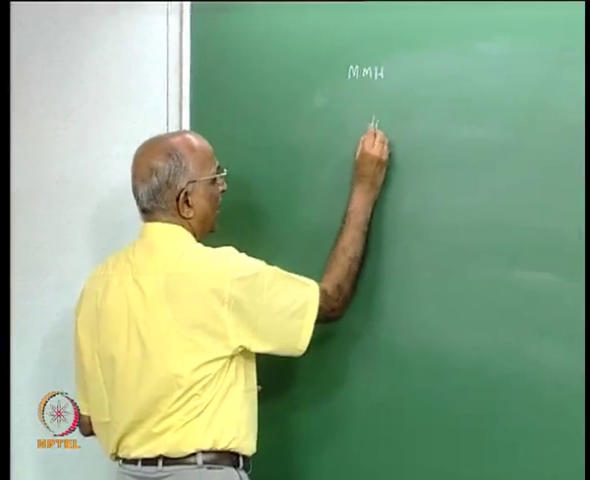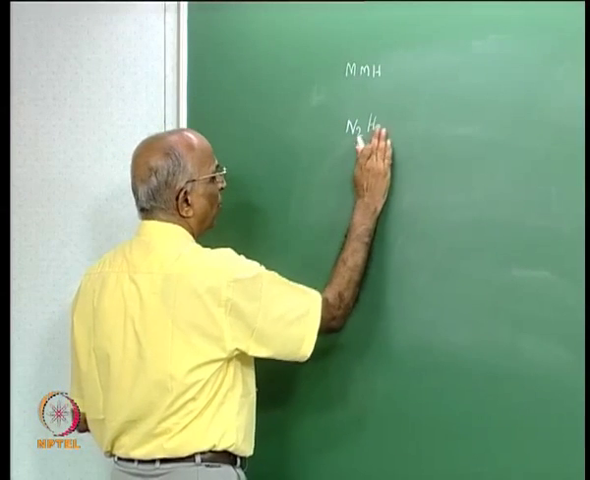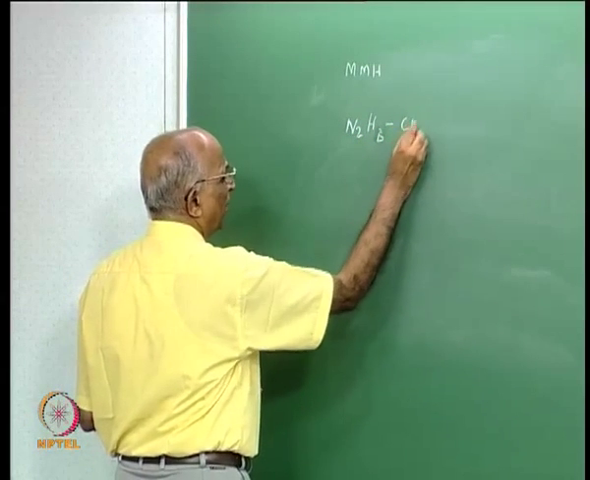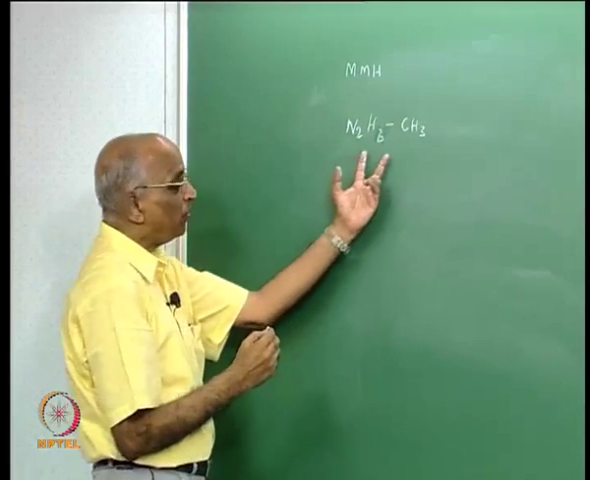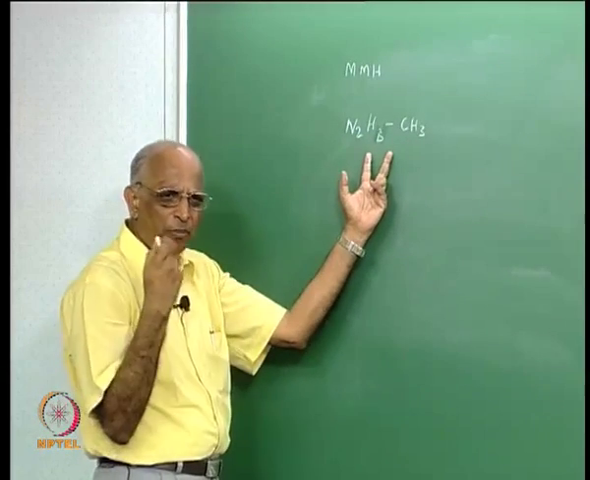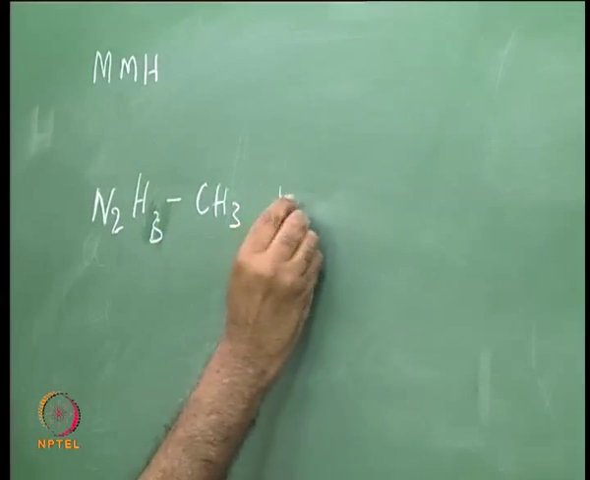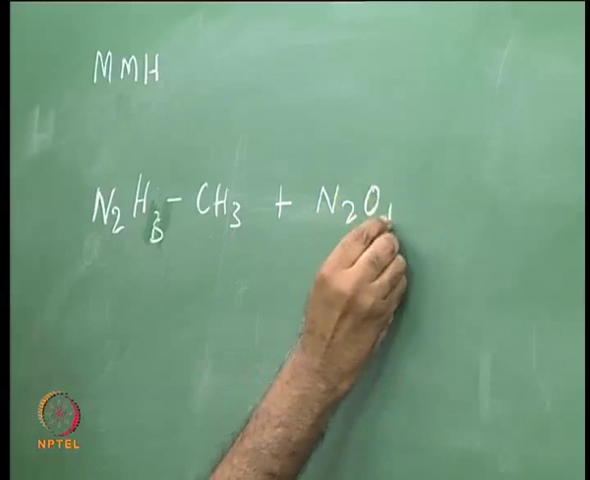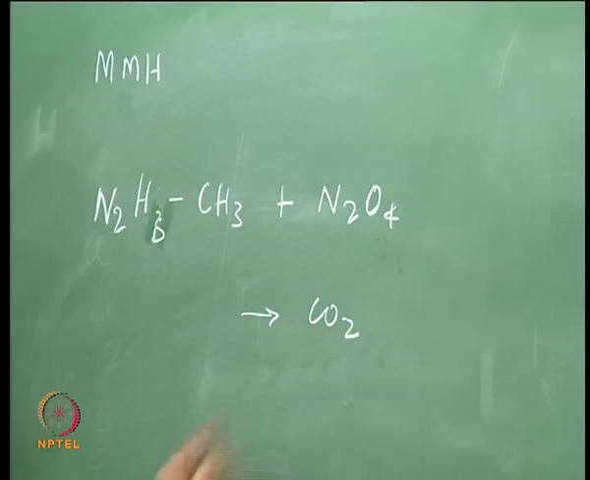You have hydrazine N2H4, you take one of the H and substitute it by a methyl radical. This is known as monomethylhydrazine. It is a very powerful fuel and it is used in many of the rockets. It is a liquid fuel, and if this is going to react with another oxidizer, we will consider it in the next class again, N2O4, maybe my products of combustion could be CO2.